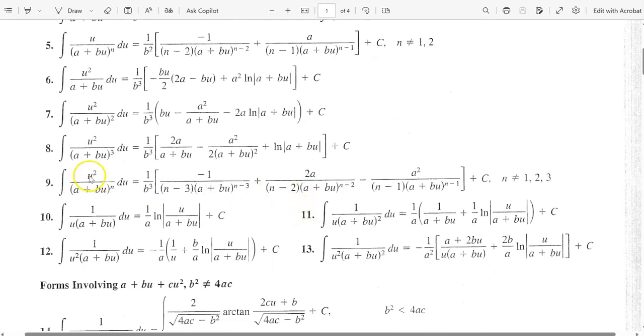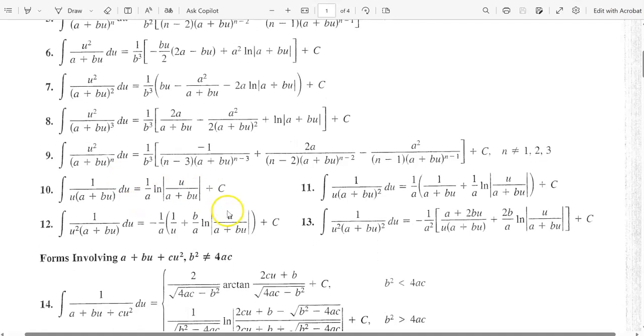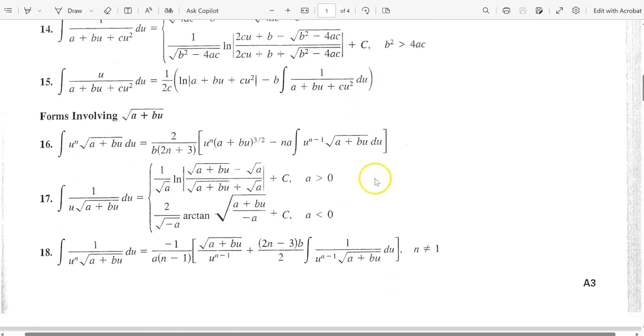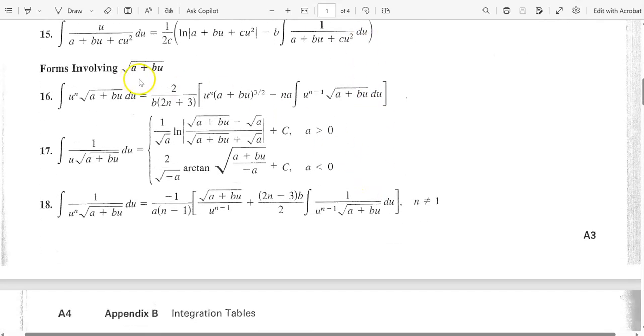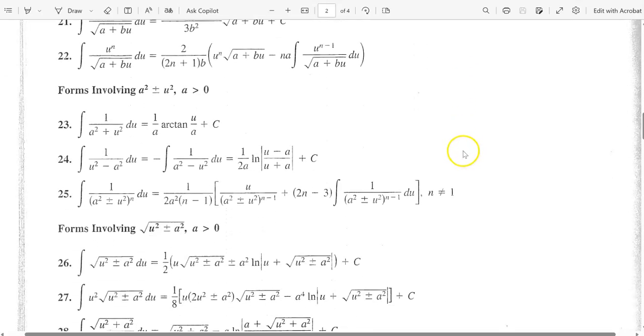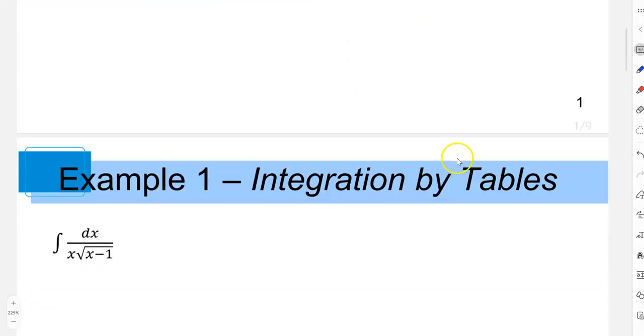So here, like I said, u is the variable and a and b are constants. So the format for the antiderivative will come from identifying all those different pieces. We have formulas that involve a quadratic, a plus bu plus cu squared. We have some that involve square roots. And this section is really about being able to use those different techniques. So let's look at a few examples.